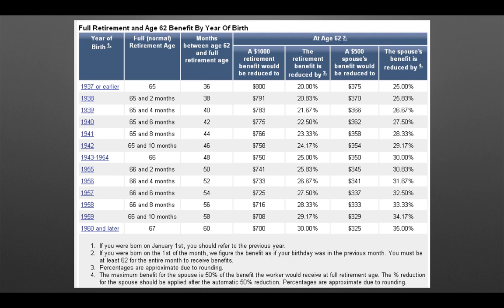As you can see right here, you have full retirement age at 62, benefit by year of birth. However, after 1960, that's gone up to 67. Full retirement age is 67. And you can see the percentage that you get if you retire at 67, which is definitely a lot more, than 10% more than if you retire at 65. So wait out 2 more years.